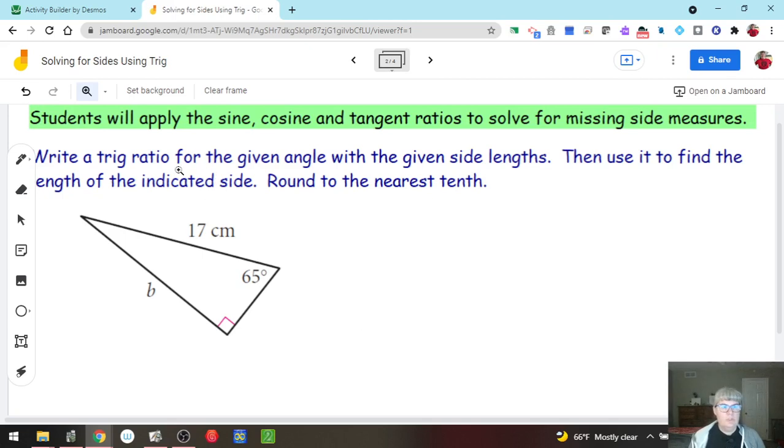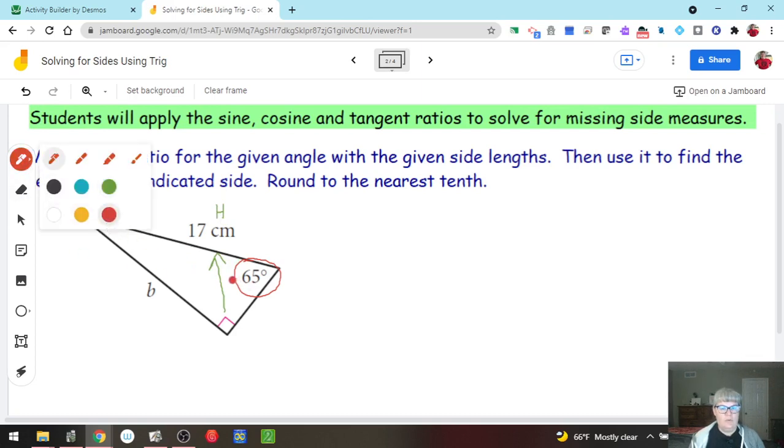So I'm going to do just like I did when I was just finding the ratios. I'm going to circle the angle that I'm given. In this case it's the 65 degrees. I'm going to identify my hypotenuse. Remember, the hypotenuse is directly across from the right angle. I'm going to identify the side that is across from my given angle. That's my opposite. And that leaves the remaining side to be my adjacent. And I always get in the habit of marking all three sides.